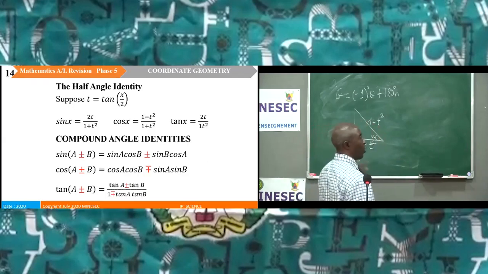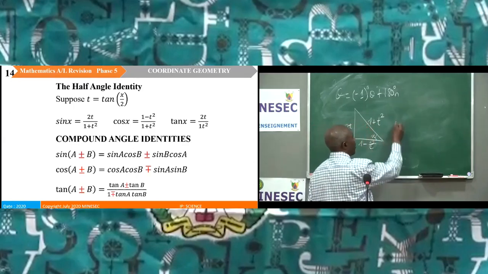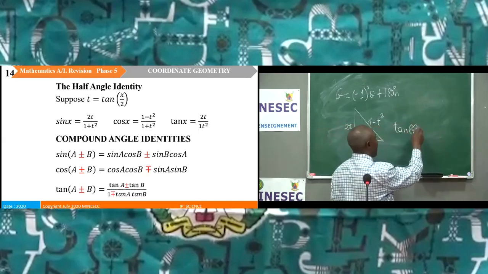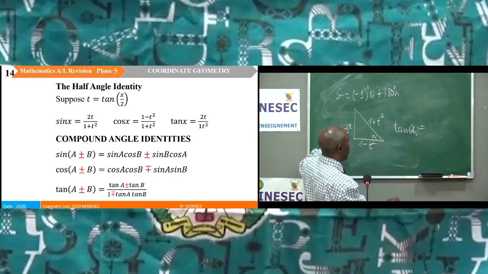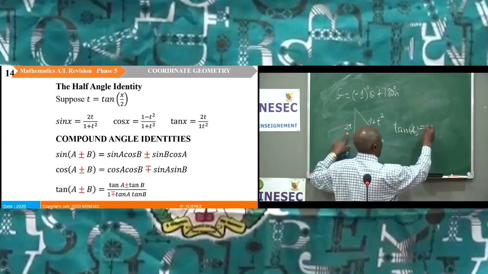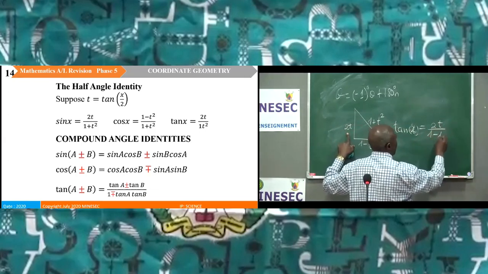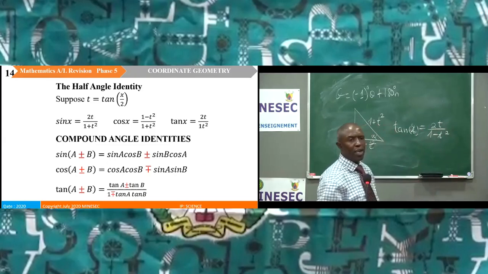Not what I see on the screen there for tan x. Tan x is equal to opposite over adjacent, so you have it as 2t divided by 1 minus t squared, not what you can see on the screen.